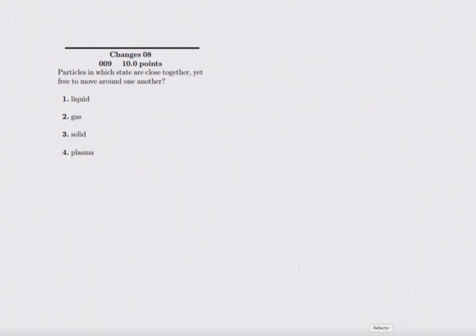So another state of matter or phase question: in which phase or state are the particles close together but free to move around, so they're not locked in place? Well, that would be liquid. Right? Liquids are closely packed particles but not locked in place.